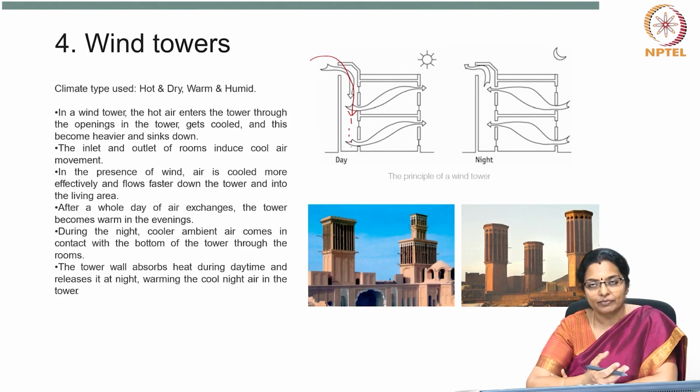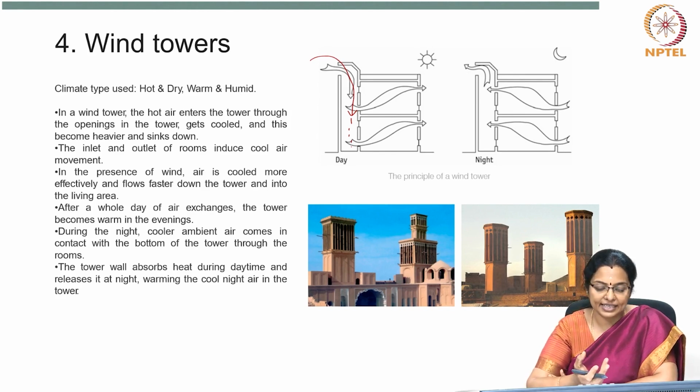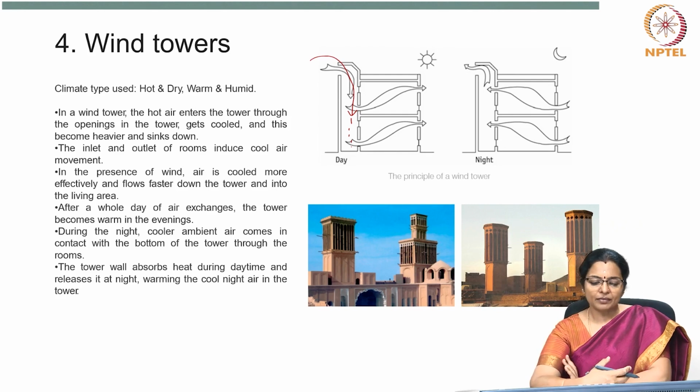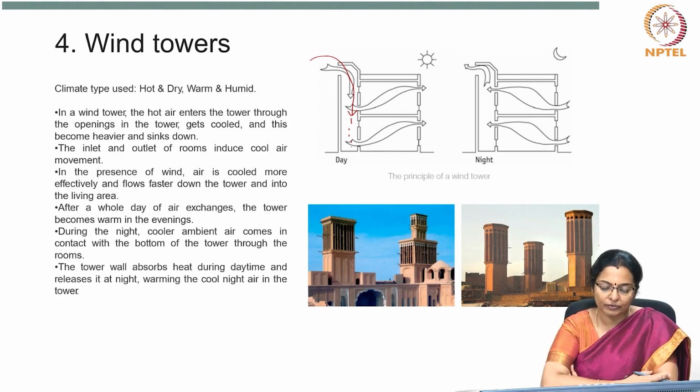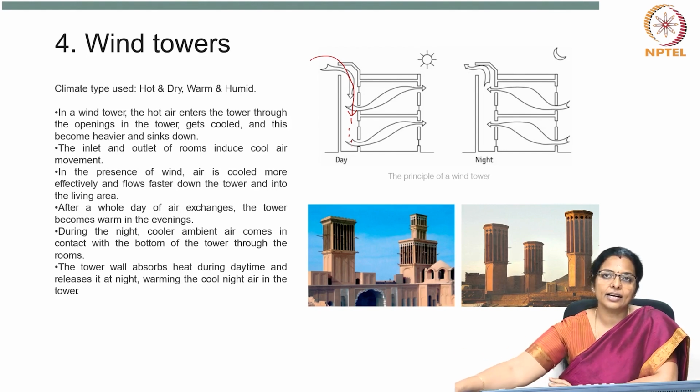During the night, as we already saw, the outside nocturnal sky is a great heat sink. So, the cooler ambient air comes in contact with the bottom of the tower through the rooms. The lower wall absorbs heat during daytime and releases it at night, warming the cool night air in the tower.